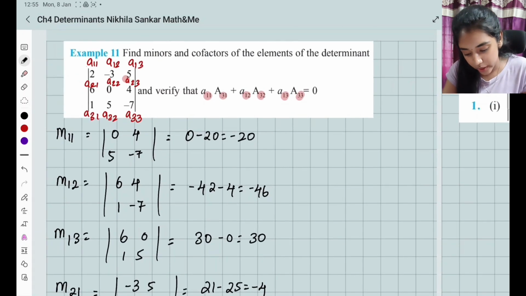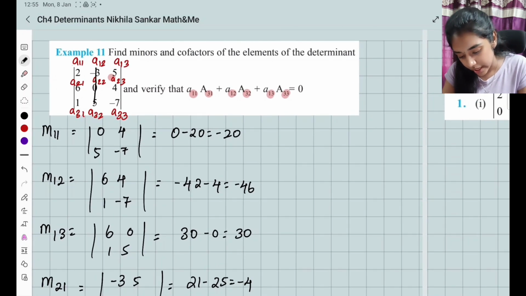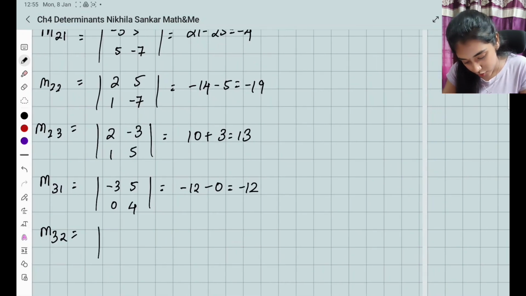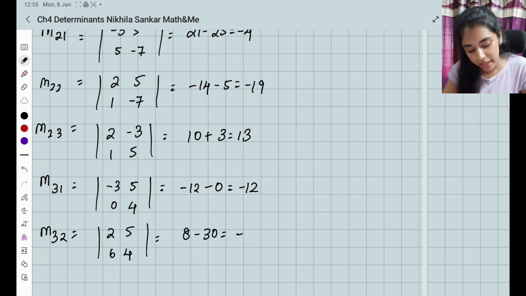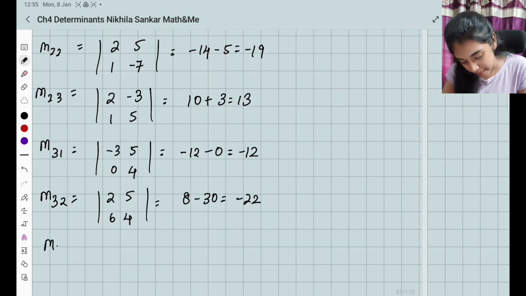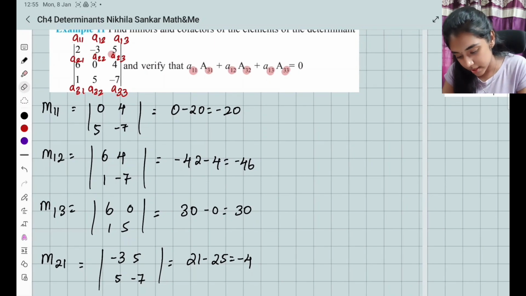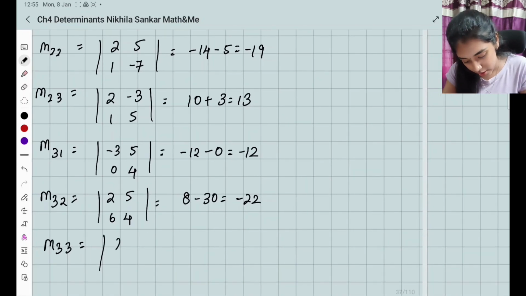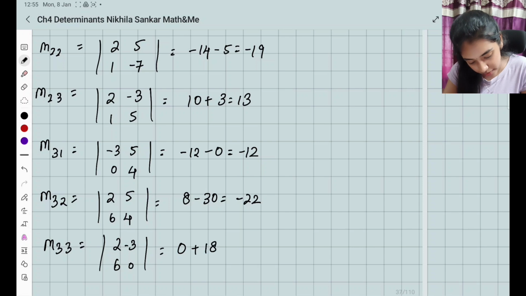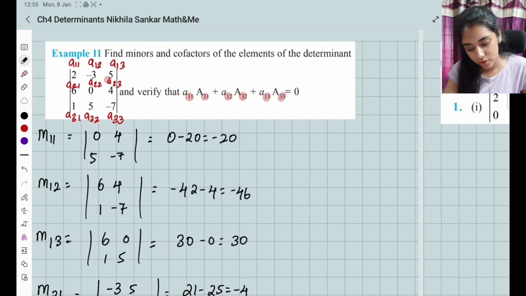M32. M32 is going to be hiding the second column and last row. So, 2, 5, 6, 4. 4 2s are 8, minus 6 5s are 30. This is going to be 8 minus 30, which is minus 22. Now, M33. M33 is the last row and last column. So, M33 is going to be 2, minus 3, 6, 0. So, this is going to be 0 minus of minus 18, which is plus 18. Okay, now the cofactors.